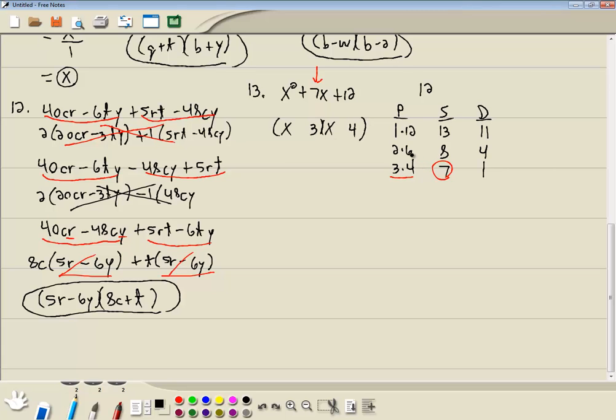Our larger number, since we're using 3 and 4, the larger one is the 4, will always be the same sign as the middle term, which in this problem is positive. The number I circled in the S column, S for same signs, means they're both positive or both negative. Since this one's positive, then this one has to be positive. And that's our answer.